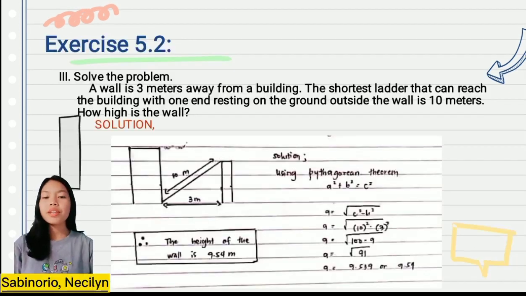A wall is 3 meters away from a building. The shortest ladder that can reach the building with one end resting on the ground outside the wall is 10 meters. So the question is, how high is the wall?